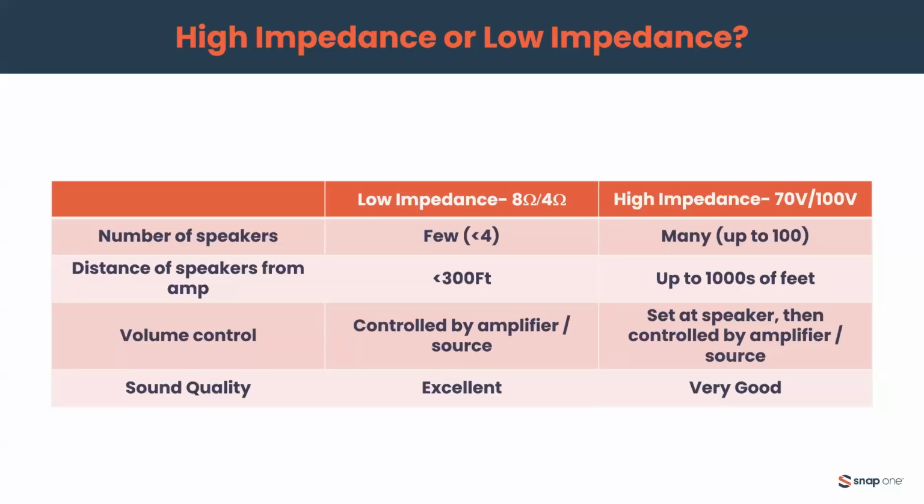Another thing to consider is how volume is actually controlled for high impedance versus low impedance. For low impedance, it's really going to be controlled by the amplifier, usually a set it and forget it kind of thing. And then you have your source that you can attenuate the volume. What's great about high impedance is you can actually set it at the speaker itself, and then it could be controlled by the amplifier or the source. So there's another layer of control for your volume. If you've got areas where you want it a little bit louder than others, you set the tap at the speaker and adjust per each area.